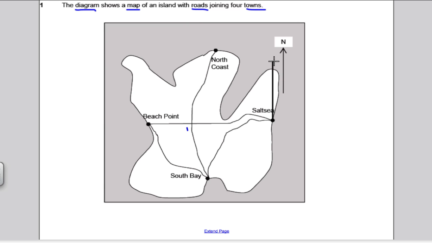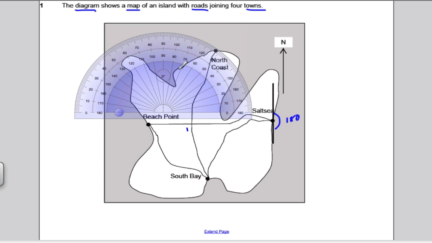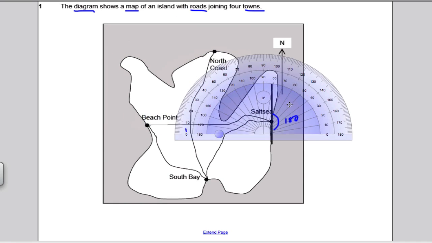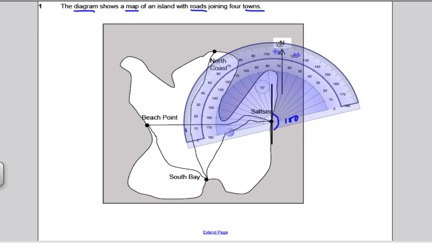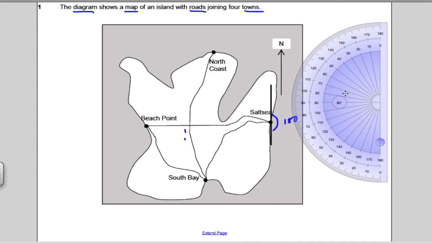So first from Salt Sea, draw your north line. And we want to measure a bearing of 260 clockwise from that. Well, we know this here is 180. So to get to 260, we need to measure another 80. So what you could do is get your protractor out, just line it up in the right position here. And we want to measure another 80 degrees, we said, from 0 to 80. 80 is about here.